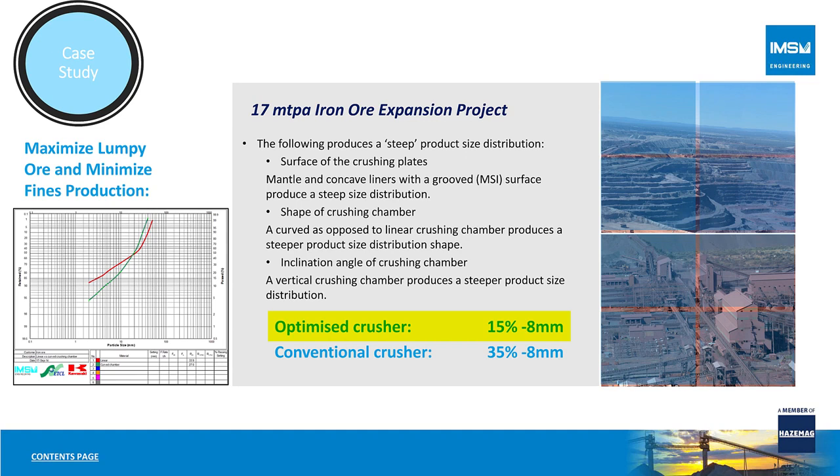The end result of using an optimized crushing chamber was that the crushers with the optimized crushing chamber produce 15% -8, where the conventional crushers employed in the existing plant, at the same setting, produce 35% -8. So obviously there is 20% more lump ore being produced that the customer can sell at a premium.